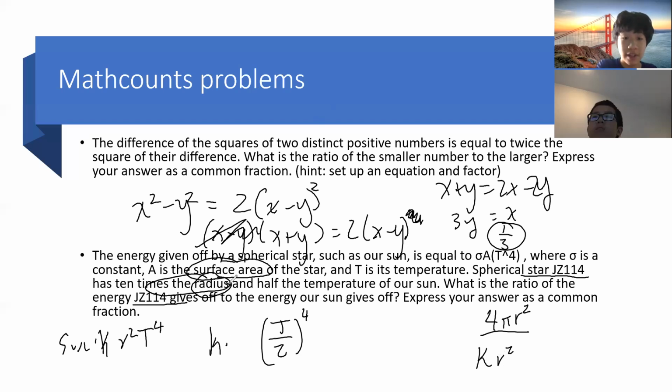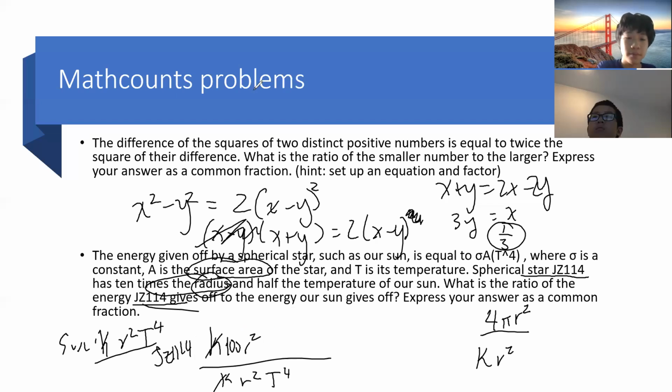So now I have k times, well, now r is 10 times as large. Okay, so this is the JZ114. So the ratio of JZ114 to the sun is this over the sun. k r squared T to the 4th. We can just do a little bit of simplifying here. Let's unpack this guy. Remember, we can distribute the exponent. So it's going to be 100 r squared. Distribute the exponent here. T to the 4th over 16. The r's cancel out. 100 over 16, that's the ratio. Do a little bit of simplifying. 25 over 4. That's the answer.